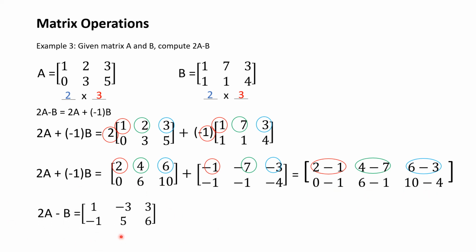Therefore, now we have a final answer of 2A minus B, where 2 minus 1 is equal to 1, 4 minus 7 is equal to negative 3, 6 minus 3 is equal to 3, 0 minus 1 is equal to negative 1, 6 minus 1 is equal to 5, and 10 minus 4 is equal to 6.